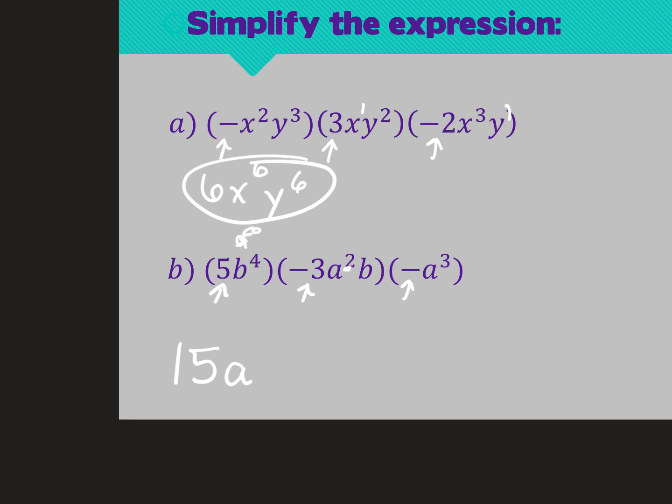But I have 2 a's here and 3 here. So same base, we're going to add exponents. 2 plus 3 is 5. And then I have b. I have b to the 4th times b to the first. We're multiplying the same base, so we're going to add. That gives us b to the fifth power.